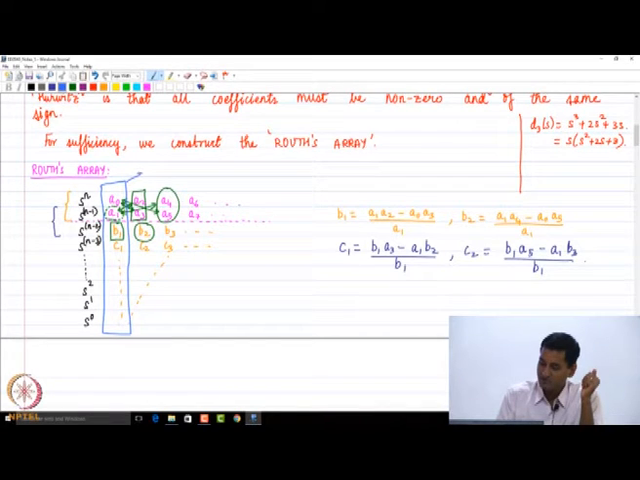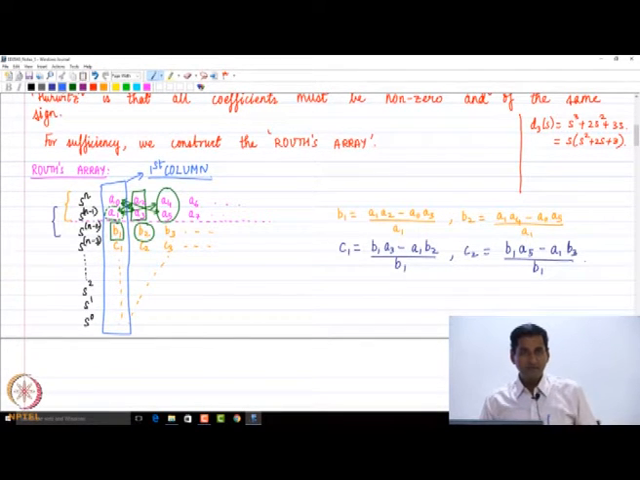Okay, this is the first column, and the sufficiency condition is that there should not be any sign changes in the first column of the Routh array. That is when the polynomial would be Hurwitz. Okay, so let me write down what I just stated.